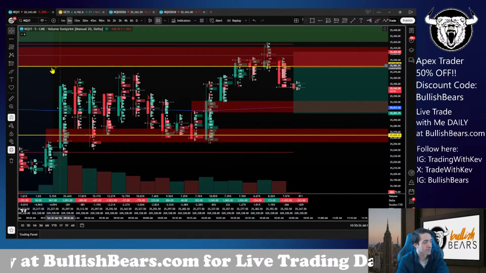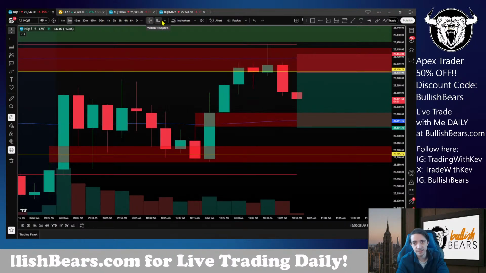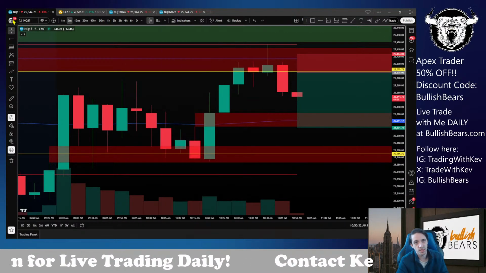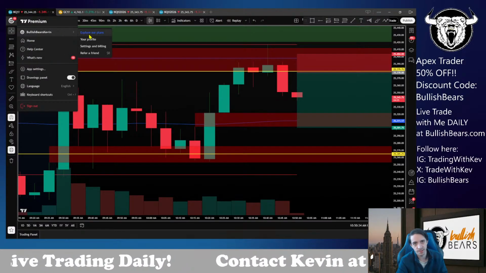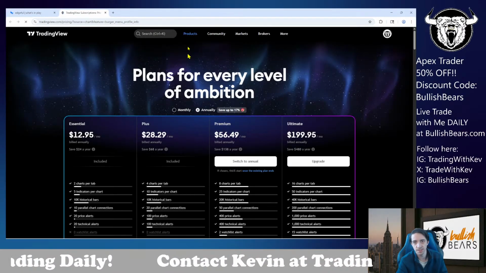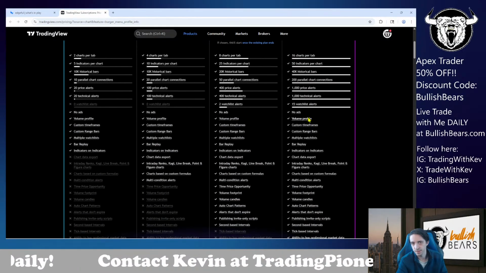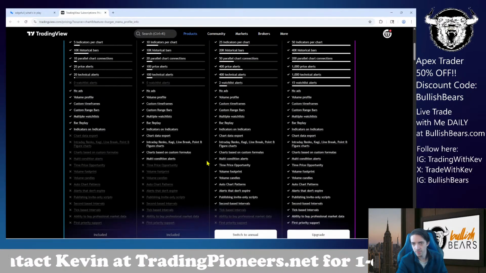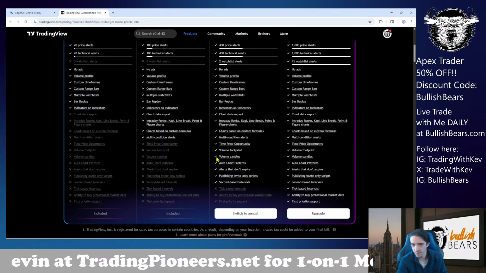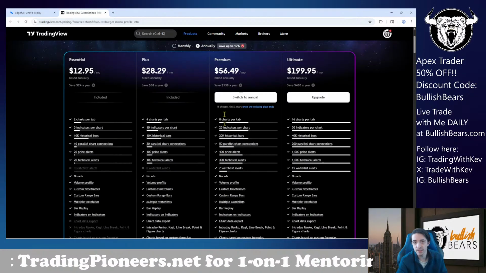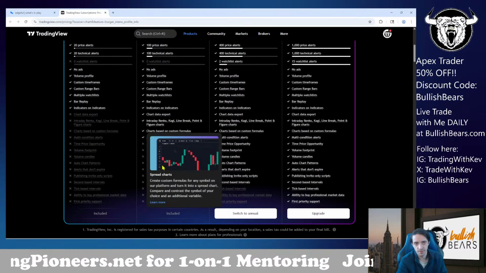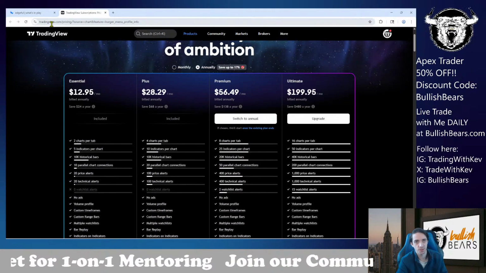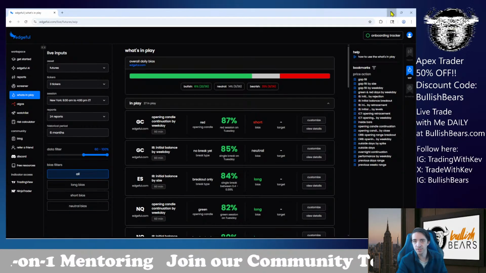Yeah, so the footprint chart itself, it's like a bar formation. I believe you actually need premium in order to access it. Let's see. Find profile, bar replay, where is it? Okay, footprint is premium. Footprint not available in Plus or Essential. So you do need Premium on TradingView.